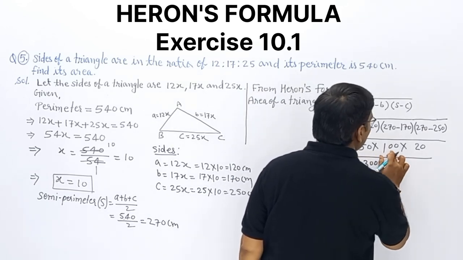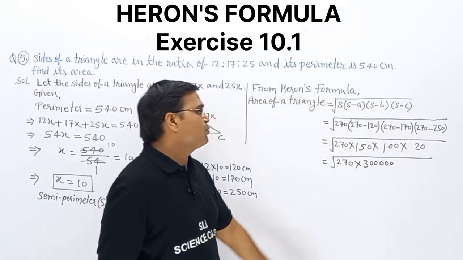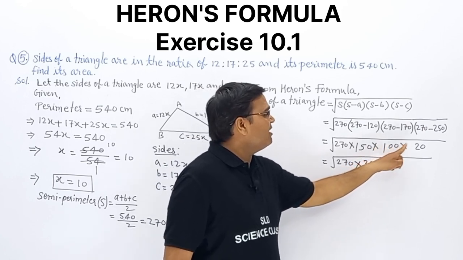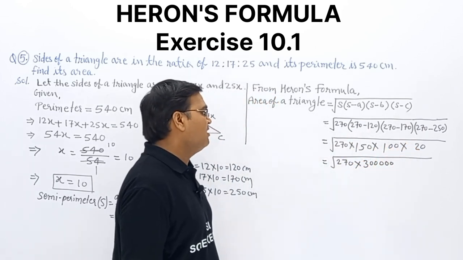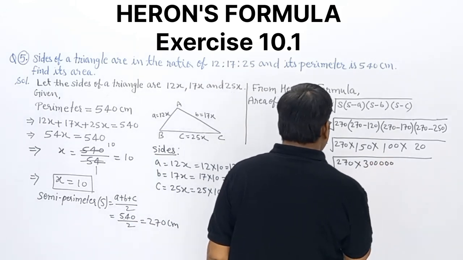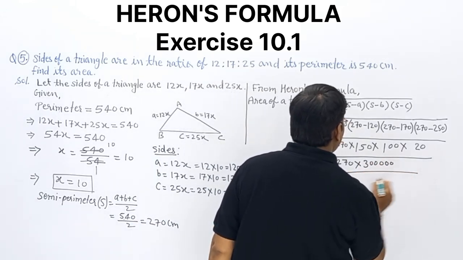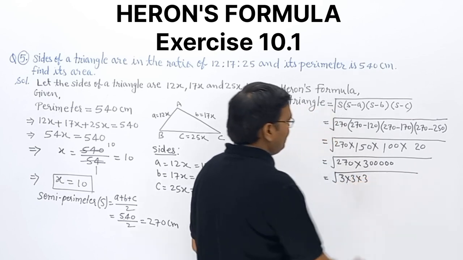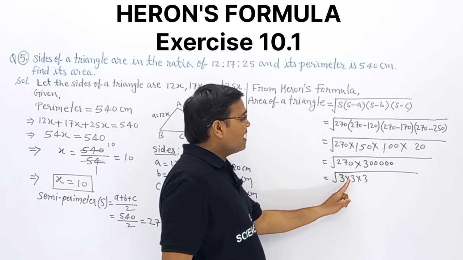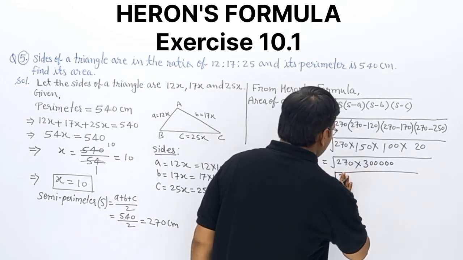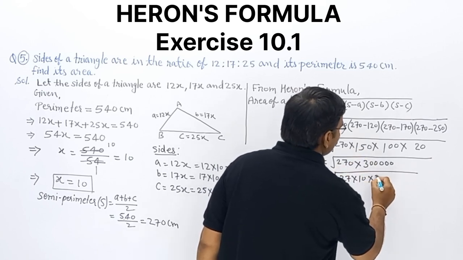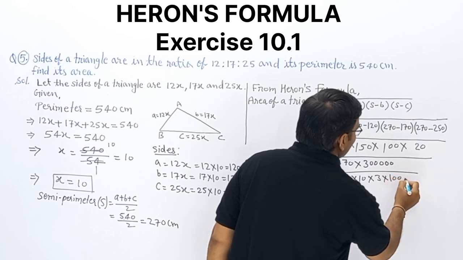I am multiplying 150 into 100 into 20. What is the result? 3 lakhs. So 150 into 100 into 20 will be 3 lakhs. Clear? Now I am separating the zeros. 27 can be written as 3 into 3 into 3. 3 threes are 9, 9 threes are 27. What am I doing? I am writing: 27 into 10 is 270, into 3 into these 5 zeros.